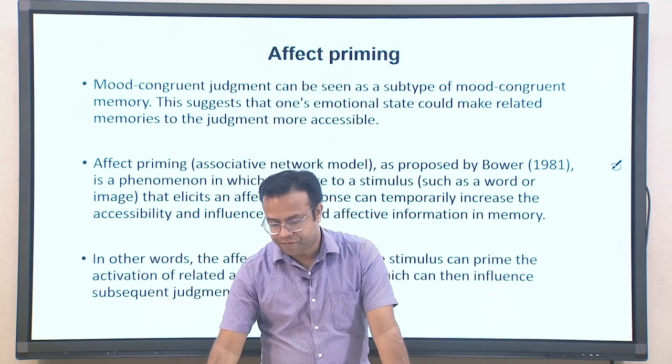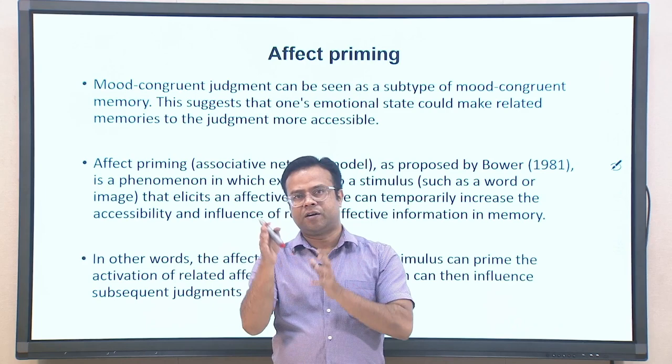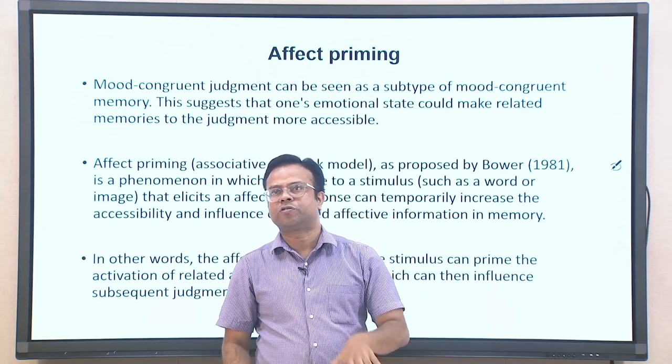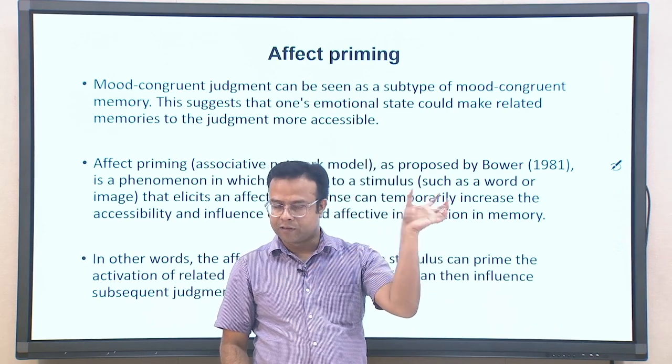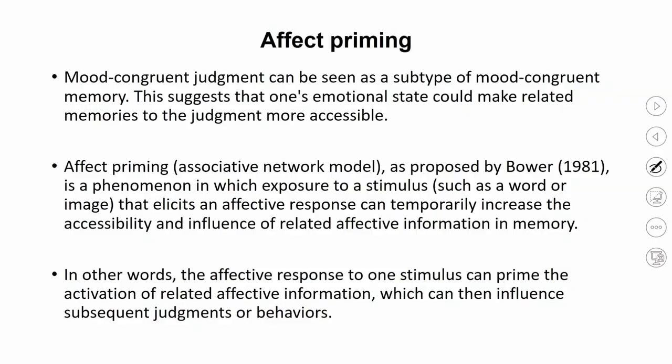Now, another, this is about the somatic marker hypothesis and choice based on preferences and values, which also explains some aspects of this. Mood congruent judgments. Another factor that can explain mood congruent judgment is called affect priming.